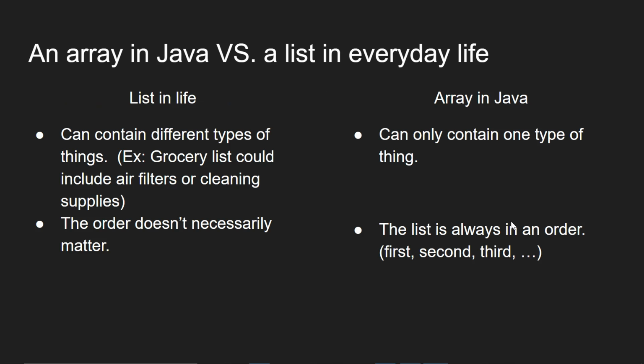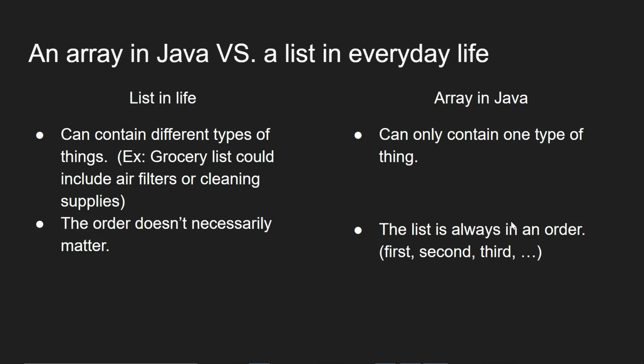An array in Java can only contain one type of data. So, you can have an integer array. Well, it can only contain integers. You can have a string array. It can only contain strings. So you have to declare what you're putting into your list. And everything in your list must be of the exact same data type.